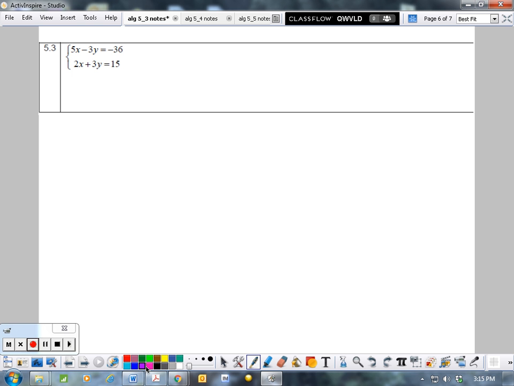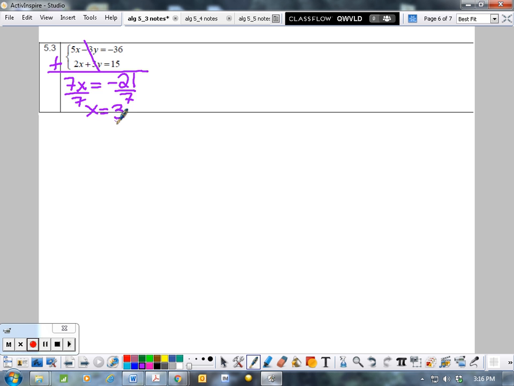So I have 5x minus 3y equals negative 36, 2x plus 3y equals 15. And when I look at this, I'm asking, do my x's cancel, do my y's cancel? My y's cancel, so I don't have to do anything to it. So I add these together. 5x plus 2x gives me 7x. Negative 3y plus 3y gives me 0. And that is equal to negative 36 plus 15, which gives me negative 21. I divide by 7 on both sides, and x is equal to 3.